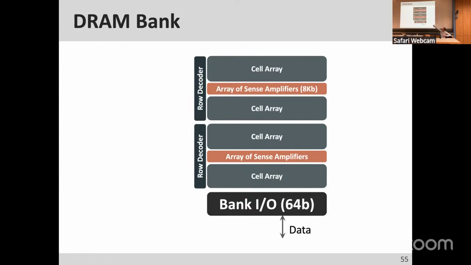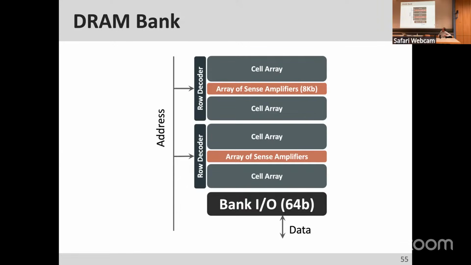And as a result, even though you activate an entire row and read the data into an entire array of sense amplifiers, you get only a piece of it with every read command from DRAM. Okay, so there are a lot of reasons for design decisions, right?